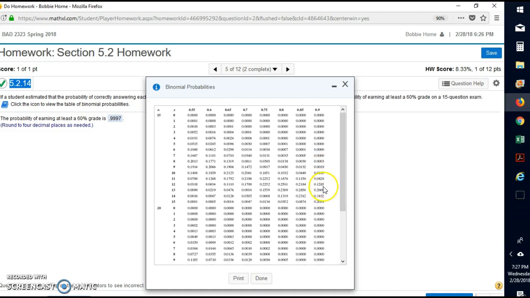So add all of those up, and if you add all of those up, you will get 0.9997, and that's how I got the answer. So you're not actually doing the formula that you were doing earlier. You're using the table to get your probabilities instead of calculating every single probability by hand, which would take a long time if you had to do that for 9, 10, 11, 12, 13, 14, and 15.